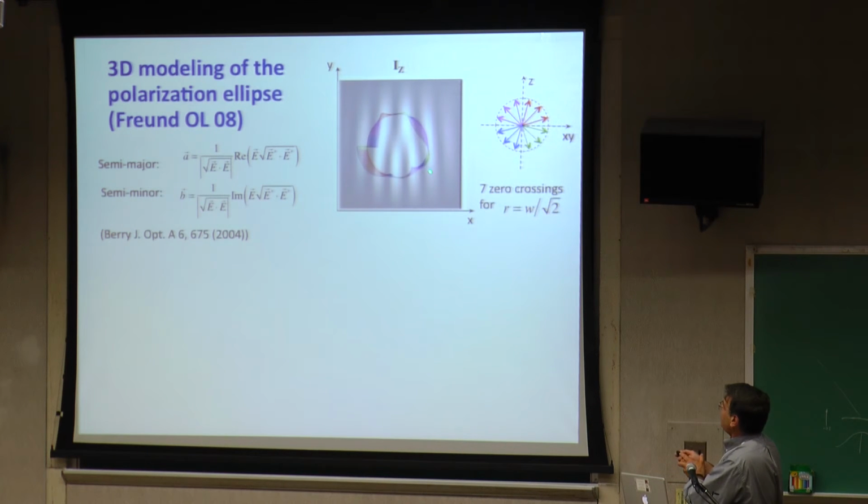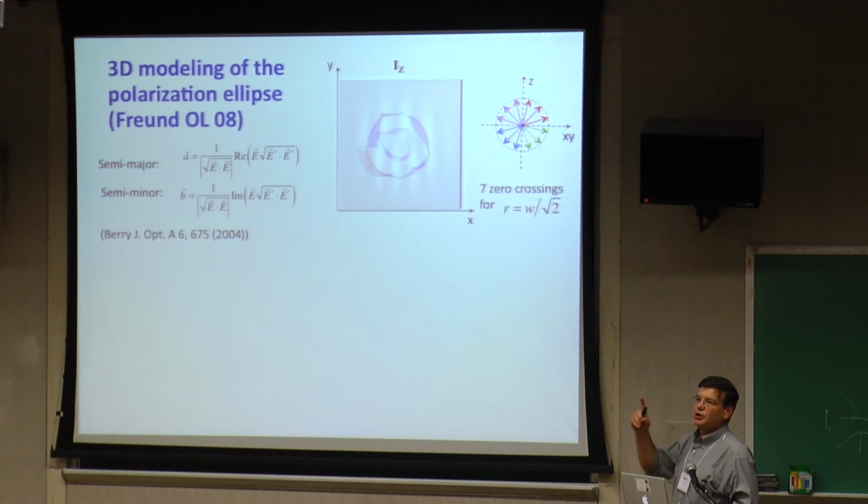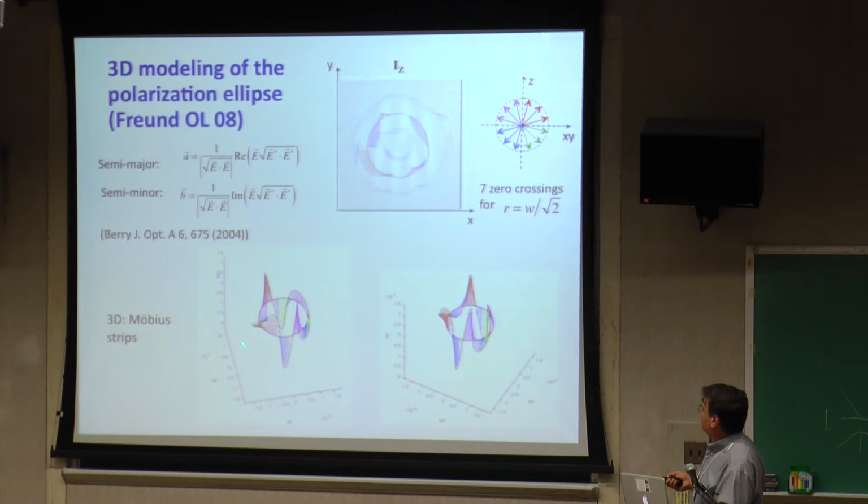And if you go to a different radii, you will get more turns. So in fact, the semi-major axis is twirling more and more as we go further out from the center. And then here are some pictures in 3 dimensions. And now here we're blowing up the z component.